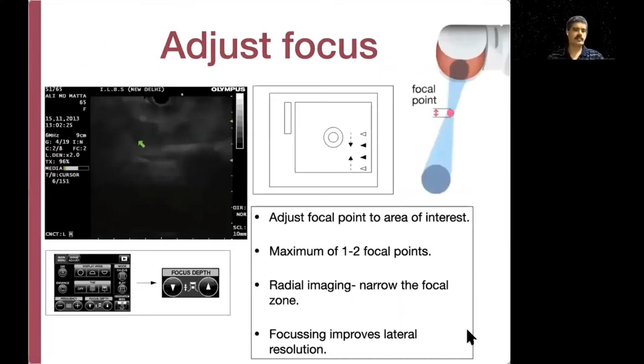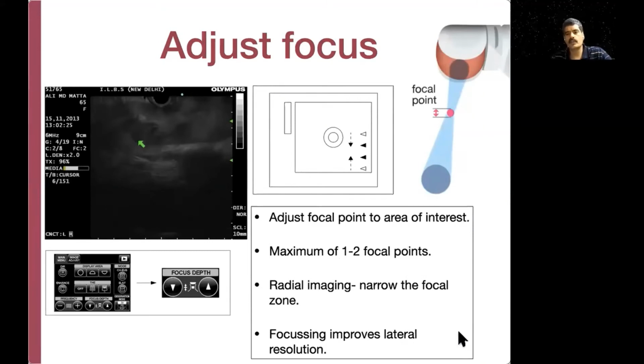Very important to adjust focus. Focusing will increase the lateral resolution by decreasing the beam waist in the focal region. So the ultrasound beam is shaped like this, and at the focal point, the ultrasound beam is the narrowest, giving you the best resolution at this point. We continuously adjust the focal point to the area of interest. Although you have the option of making multiple focal points, usually we restrict to a maximum of 1 or 2 focal points. And as I have mentioned, if you adjust the focus, it improves, not the axial, the lateral resolution of the image.